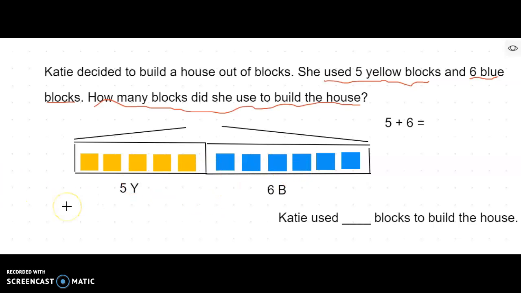So what I want is how many blocks she used total to build the house. So what can I do to figure out how many blocks she used total? I have my picture. I've labeled, so I know these are my 5 yellow blocks, and these are my 6 blue blocks. I know I need to find the total. What can I do now? I can count up. That's right. So I can either start from 1. If you want to even make it shorter and start counting on at 5, because you know you have 5 here, that works too. I'm going to start by counting on at 1 to see how many she has total. Ready?